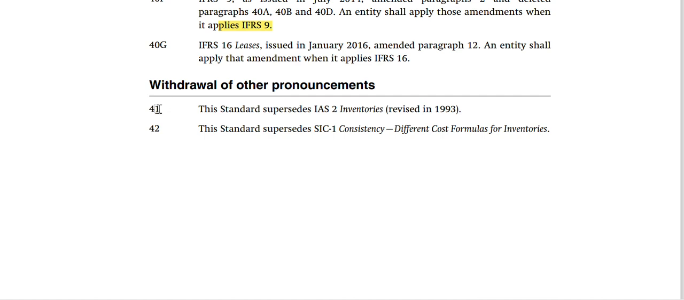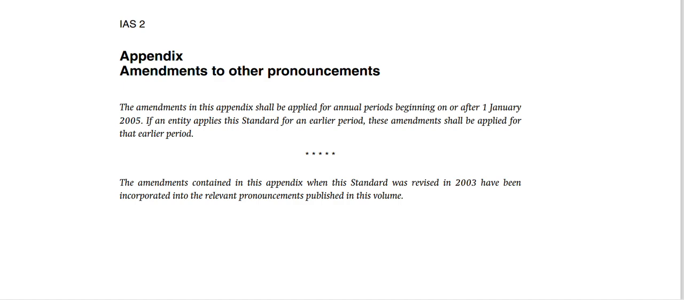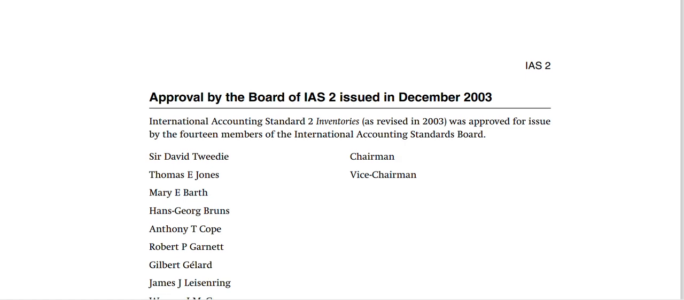So when you're looking at paragraph 41, the standard supersedes IAS 2, and this standard supersedes SIC 1 as well, consistency, different cost formulas for inventories. So when you look at this, that takes us to the end of the standard. So what is there is not that very important, because we talk about the board, the people that were part of the creation of the standard.